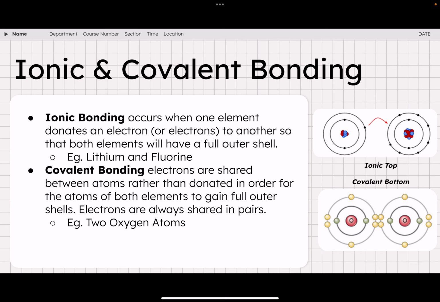Let's talk about ionic and covalent bonding, which also result from forms of electronegativity. Now, ionic bonding occurs when one element donates an electron or electrons to another so that both elements can have a full outer shell.